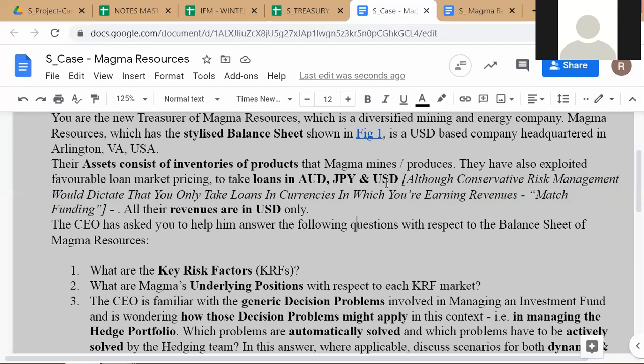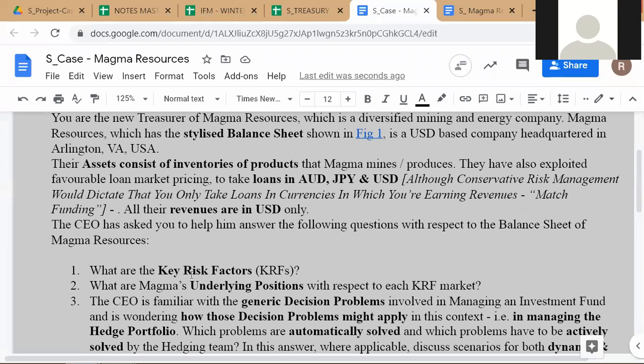In the case of US dollars, there's no problem because their revenues are in US dollars. You're not violating the match funding rule. But in the case of Aussie and yen, the reason the companies do it is that they get very good loan market pricing. This is how you explain it, this is how you write it: taken advantage of favorable loan market pricing, which means basically that they got loans at a very attractive interest rate. So that's why they took it.